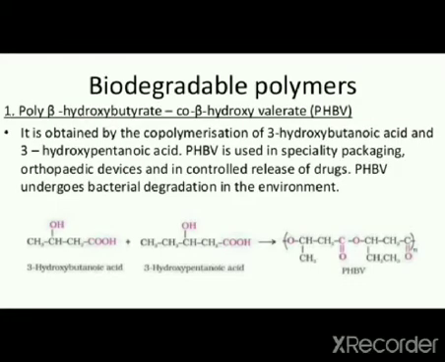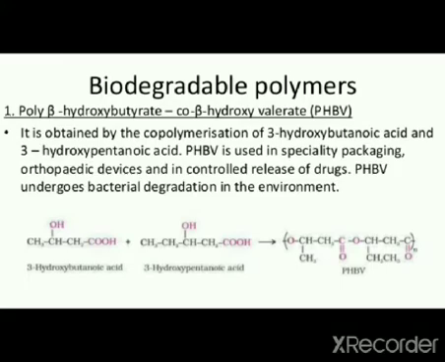Coming to the last topic given in the chapter, biodegradable polymers. What are biodegradable polymers? You might be knowing that these are polymers which get degraded by the action of microorganisms present in soil. So let us now discuss about two biodegradable polymers, PHBV and nylon 2, nylon 6. Take PHBV.